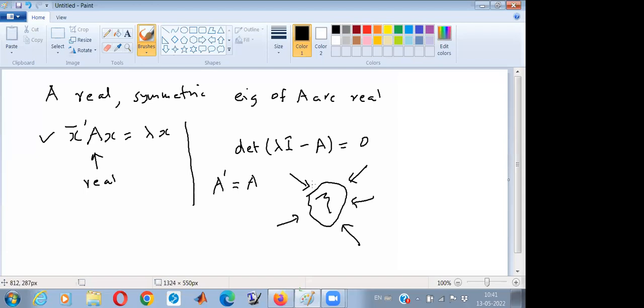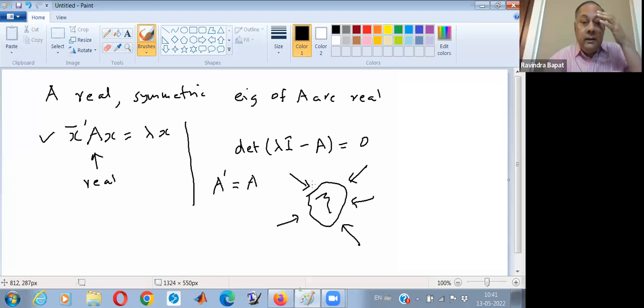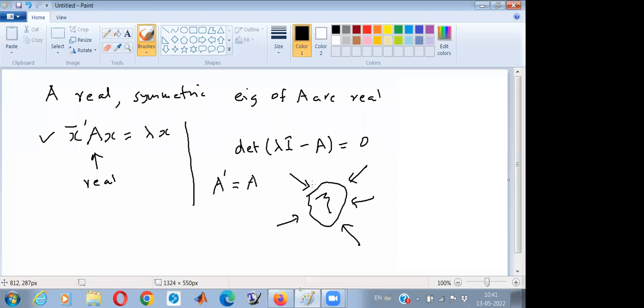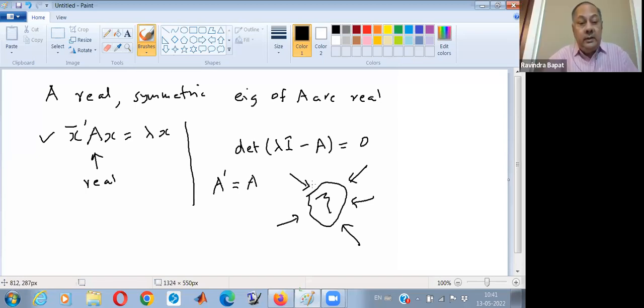Sir, for a real symmetric matrix, the eigenvalues are real. This is a sufficient condition for when all the eigenvalues of a matrix will be real. Is there any necessary condition for when all the eigenvalues can be real? No. Unfortunately, there is no such theorem that the eigenvalues are real if and only if. No. But you can say that.